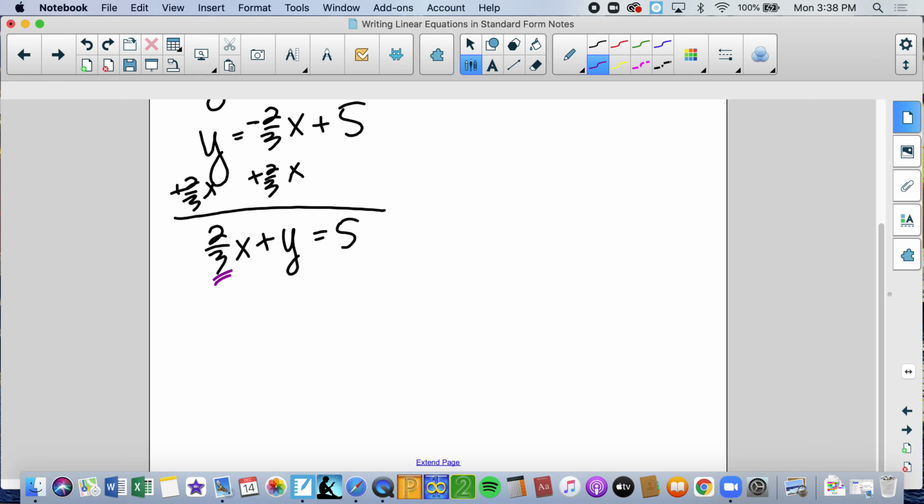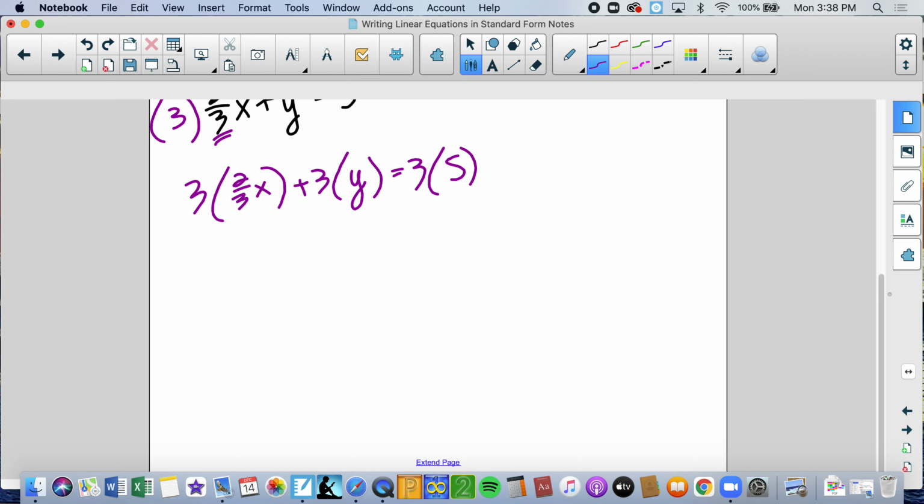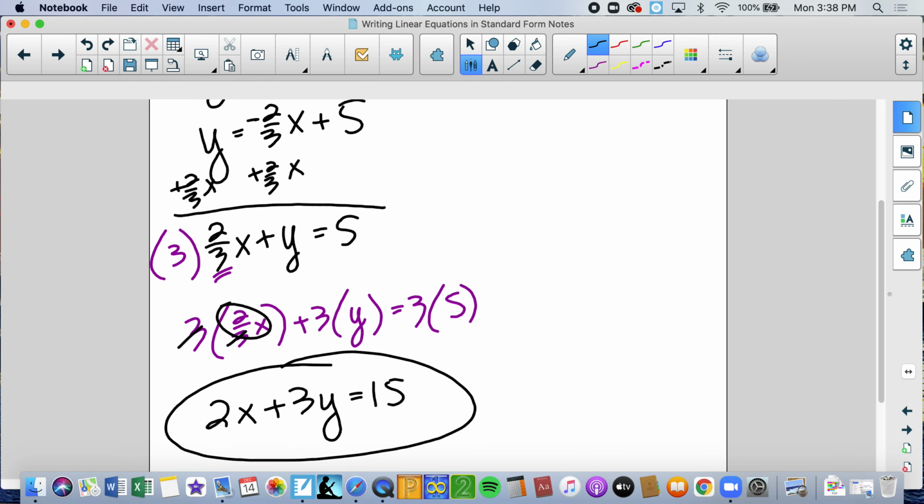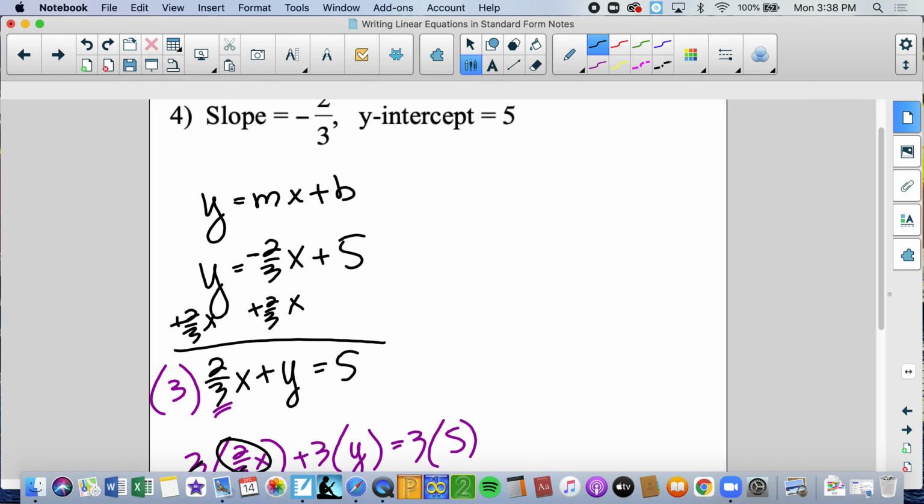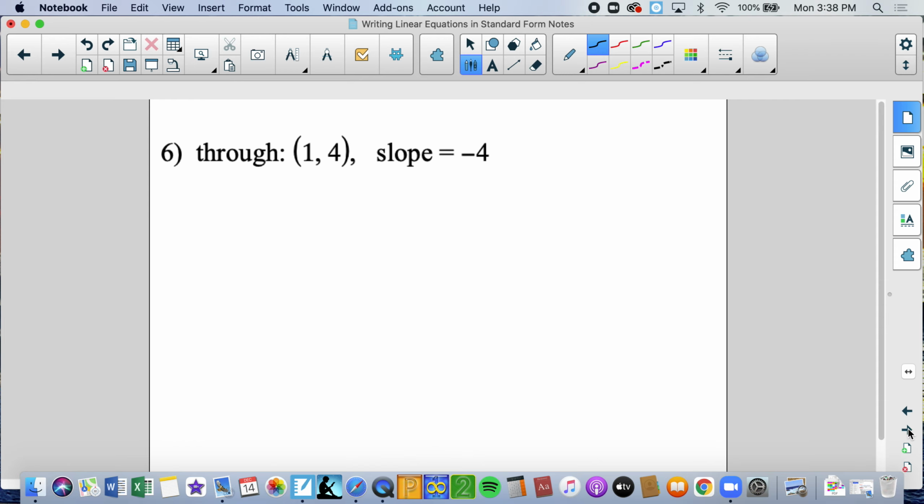What gets rid of a 3 in the denominator? A 3 in the numerator. Yeah, that's my LCM. So I'm going to multiply 3 times 2/3 x plus 3 times y equals 3 times 5. If I multiply those, the 3 in the denominator cancels with the 3 in the numerator, leaves me with 2x. 3 times y is 3y, and 3 times 5 is 15. And I was able to get rid of the fraction and, in turn, create an equation in standard form. Good. That's the first big idea.